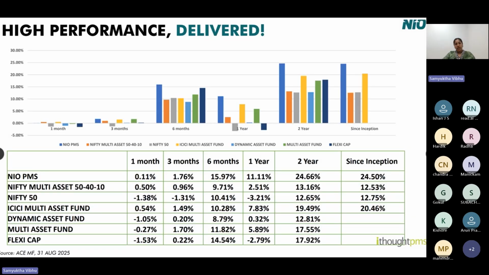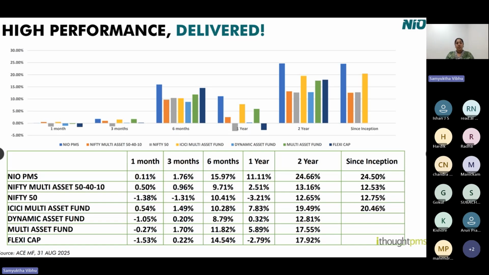So a quick look at our numbers. NEO's inception was in October 22. So we've only completed 2 years so far. And if we look at our since inception performance, it's been close to 24%. The last 1 year, it's been about 11%. And like I mentioned, the precious metal call has really played out. So if you see the 6-month return, a lot of that has really come from there.